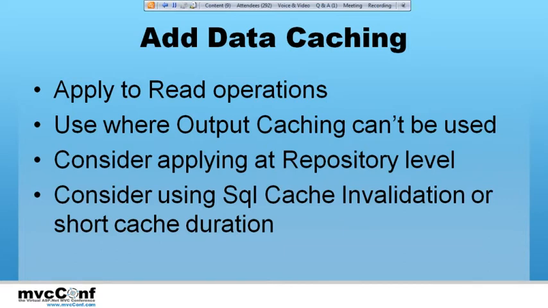And that cached version of the repository can then be substituted for your regular data access version of the repository. And I'll show you that real quick right now, and then we'll jump into some more MVC tips. And then the last thing on data caching is, if you can, consider using SQL cache invalidation, or you can use a very short cache duration. Oftentimes even a 1-second cache can have a dramatic impact on performance if it's a resource that's being used more than 1 time per second.